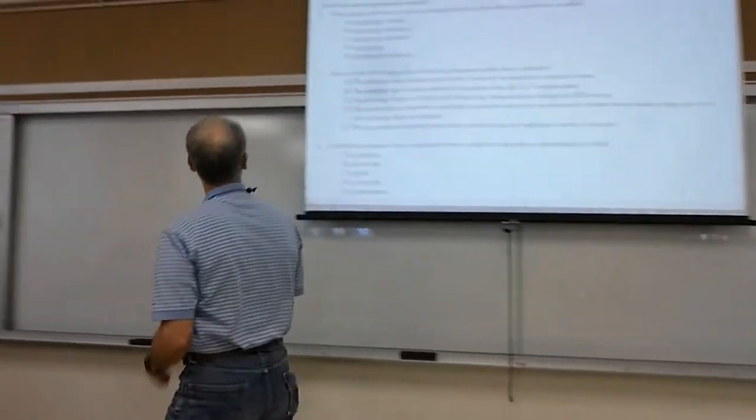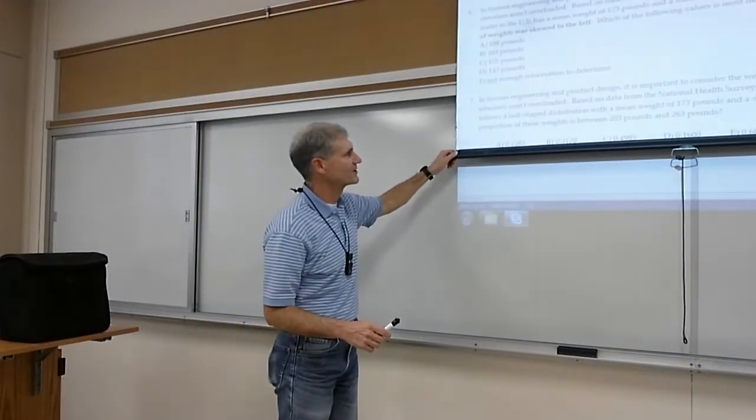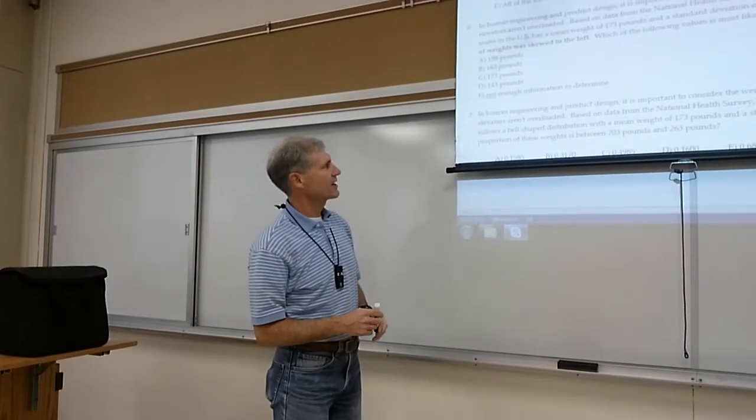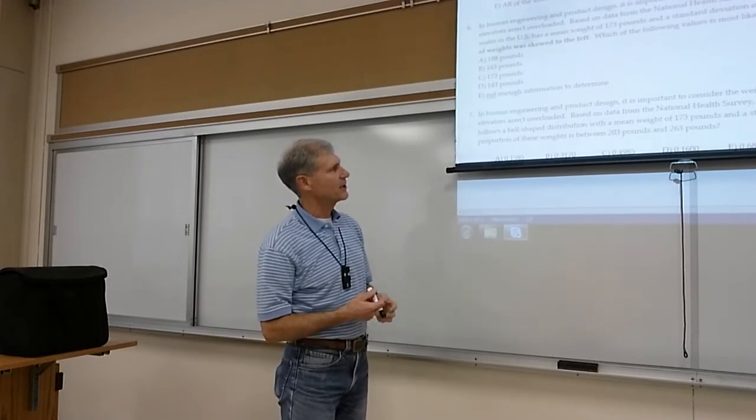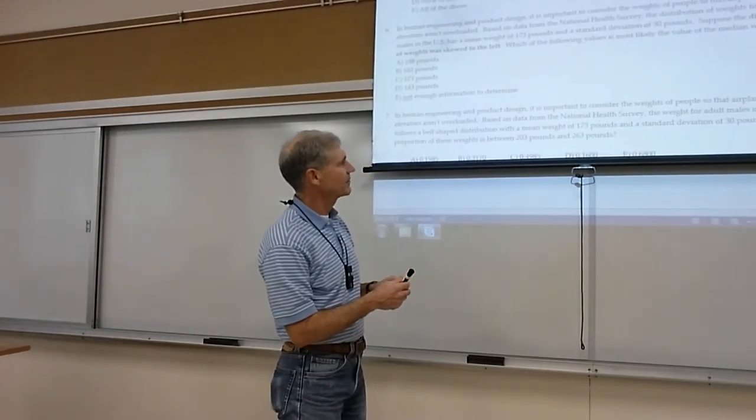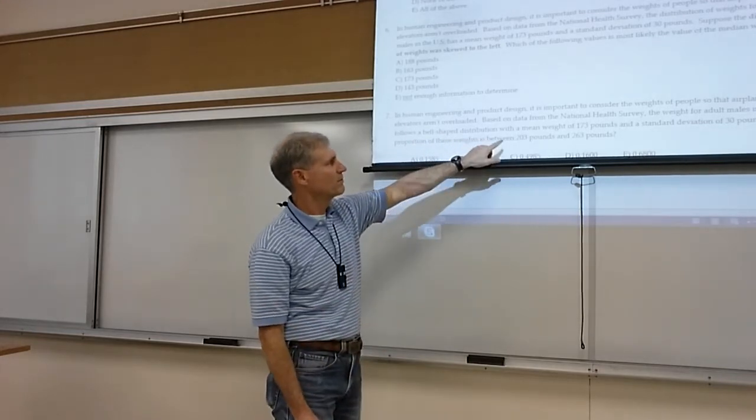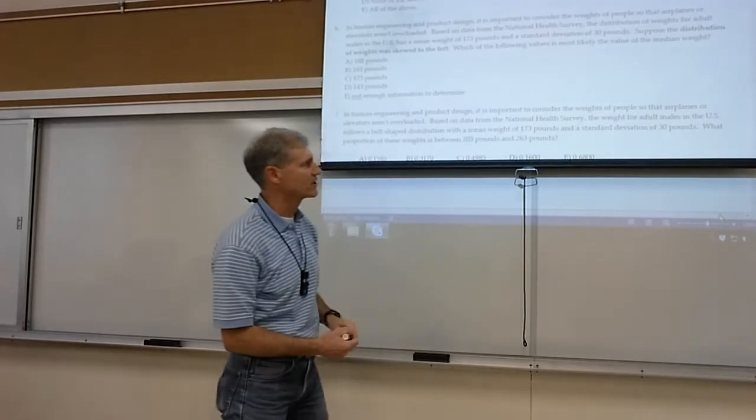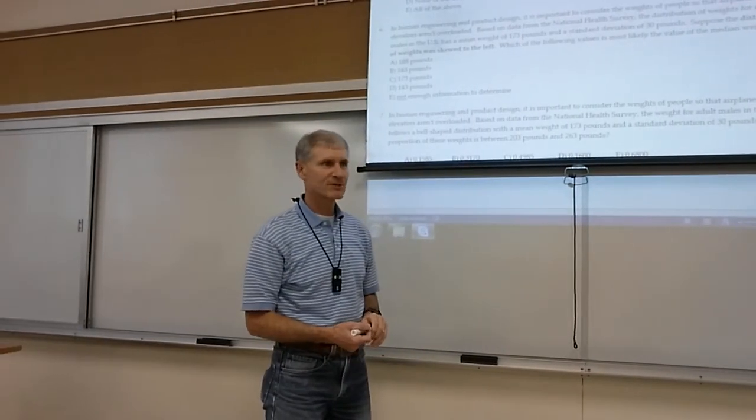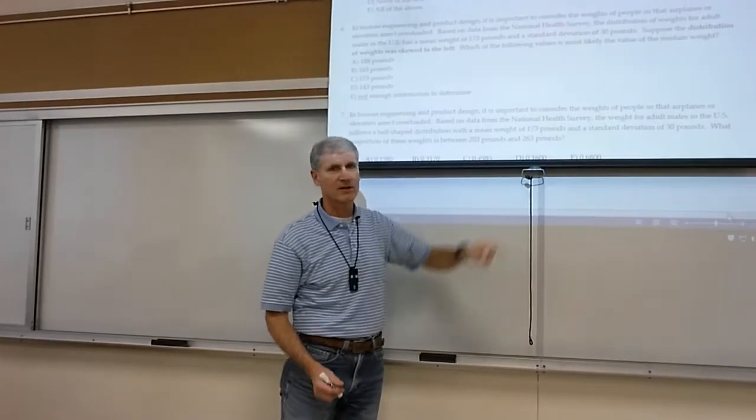Number 7, okay. I kind of anticipated this might be the first question asked. It's one of the harder ones on there, I think. In human engineering and product design, it is important to consider weights of people so that airplanes or elevators aren't overloaded. Based on data, the weight of adult males follows a bell-shaped distribution with a mean weight of 173 and a standard deviation of 30. Then they ask about the proportion of weights between 203 and 263.